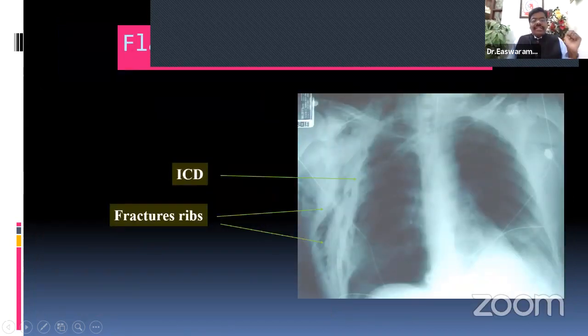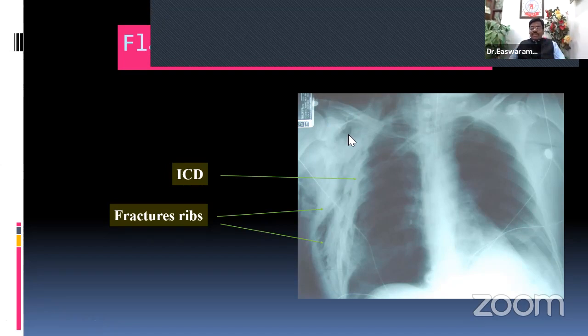The third important condition is a flail chest. What is a flail chest? Imagine you have a fall from a height of 20 or 30 feet, you are painting a wall, and you suddenly fall. So what will happen? Unexpected falls cause multiple rib fractures. So see all these ribs, 1, 2, 3, 4, 5, 6, multiple ribs fractured at multiple places.